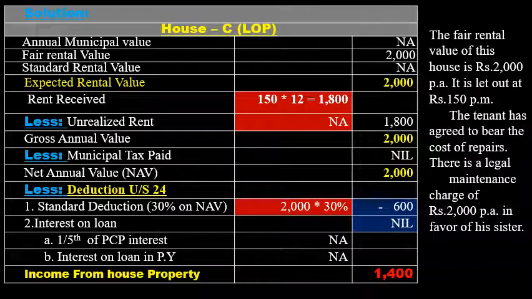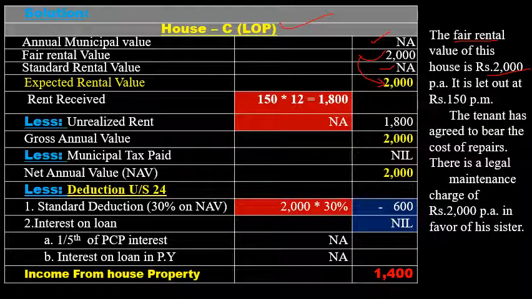Next, house C. House C is also a let out property, as I told. House C means the third house. Here municipal value is not given. Fair rental value of the house, rupees 2,000, is given, and standard rent is also not given. So municipal value and standard rent are not applicable. Therefore fair rental value itself is the expected rental value. So 2,000 is the expected rental value. Again, if all the values are given, then you have to apply the clause of the expected rental value. Otherwise, whatever value is given, that itself is the expected rental value.